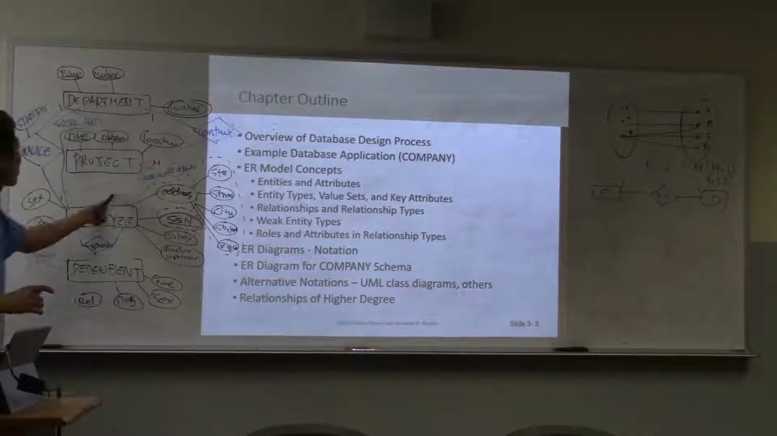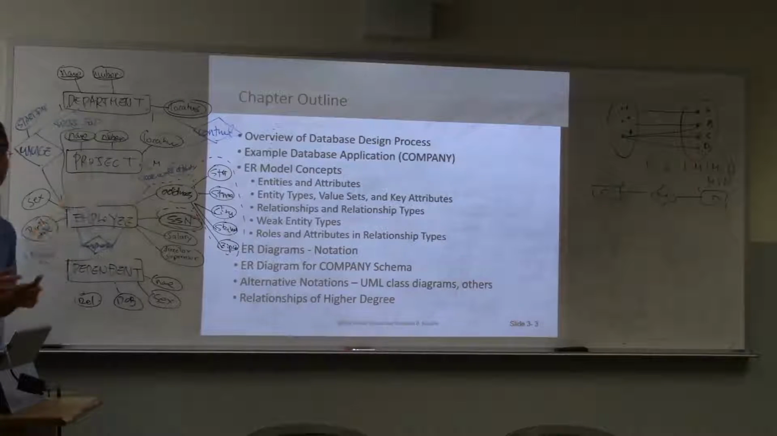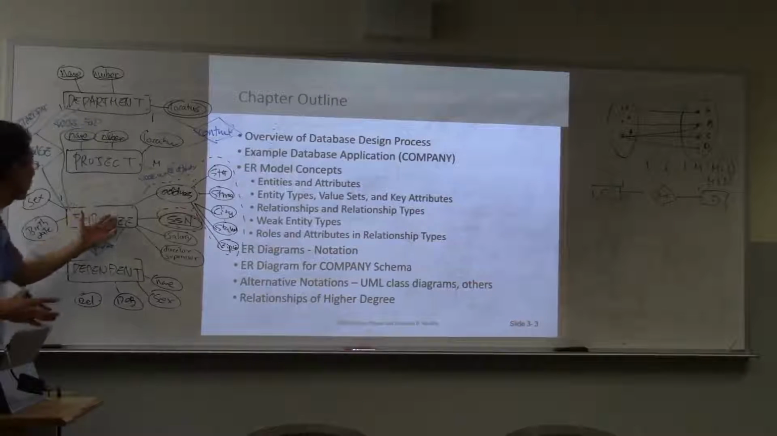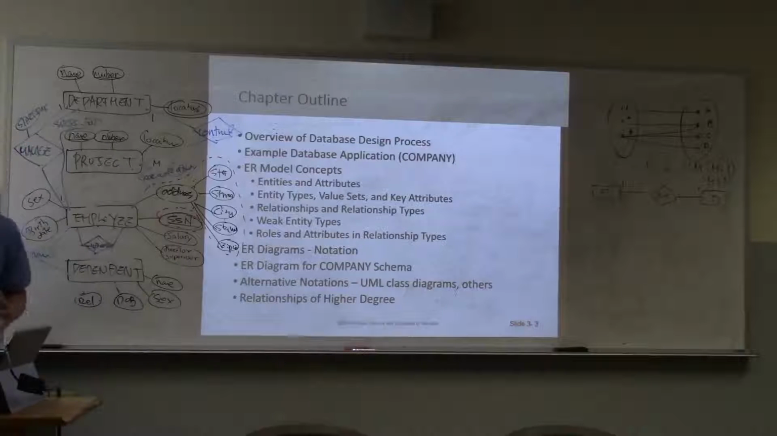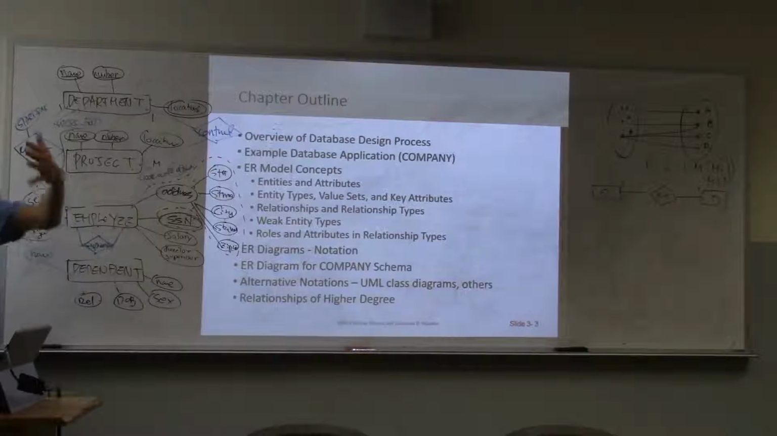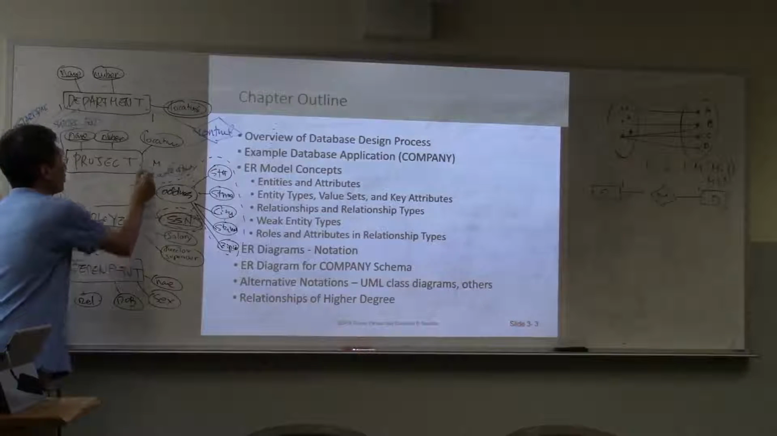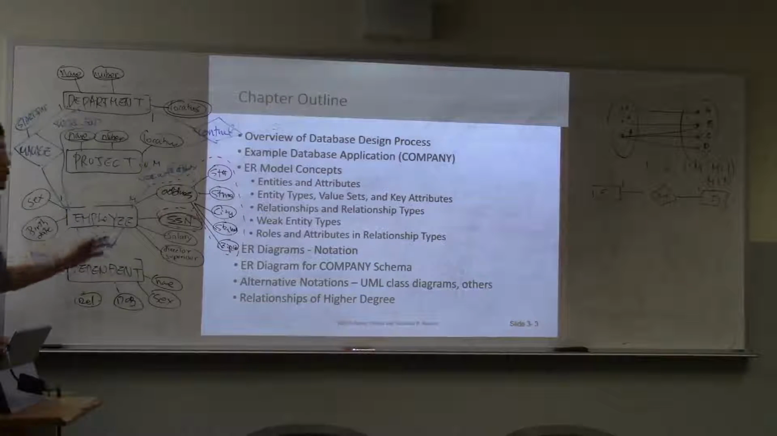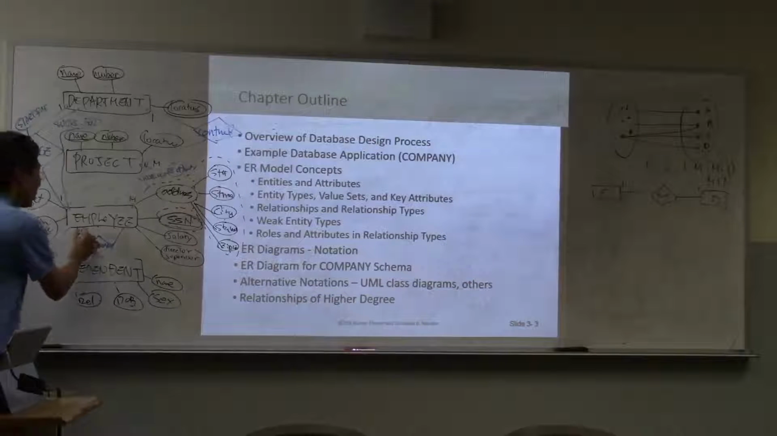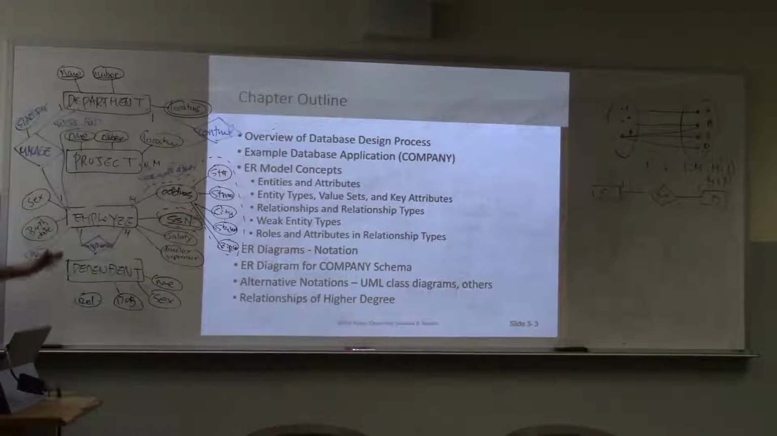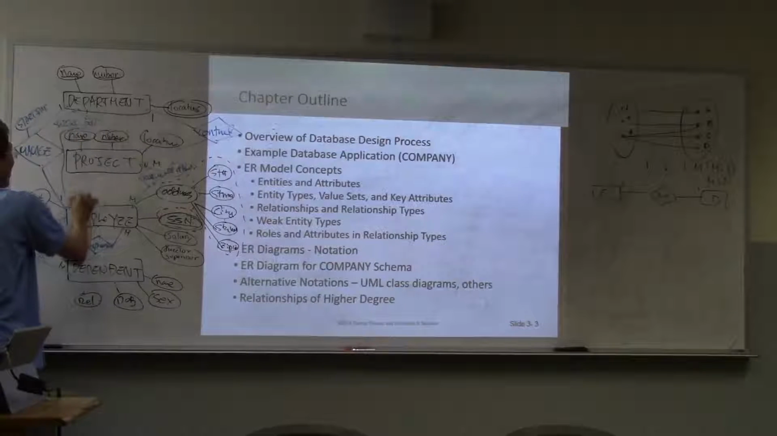What else? The works on. Employee works on project. Is it one-to-one, one-to-many, many-to-many? It's a many-to-many. Why? One employee works on many projects. One project has many employees. So it's a many-to-many. And what about the supervisor? One to many employees. So one supervisor has many supervisees. So it's a one to many. Employee, one to many dependent. Works on many employees.